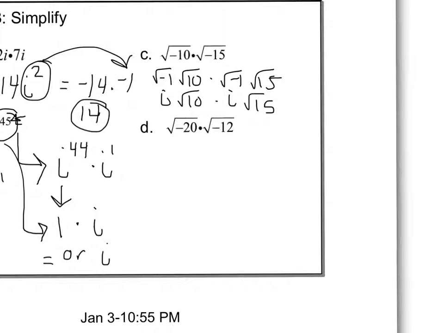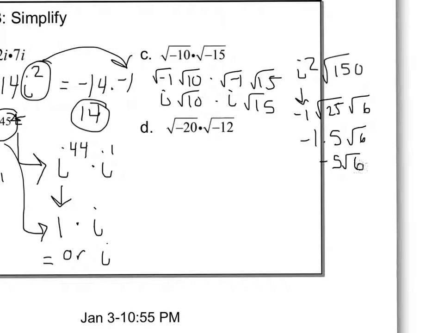All right, to finish this problem, I multiply. I end up with i squared times the square root of 150. Of course, from previous knowledge, we know that i squared becomes -1, and the square root of 150 becomes the square root of 25 and the square root of 6. That's -1 times 5 times the square root of 6, or -5 square root of 6 as our final answer.